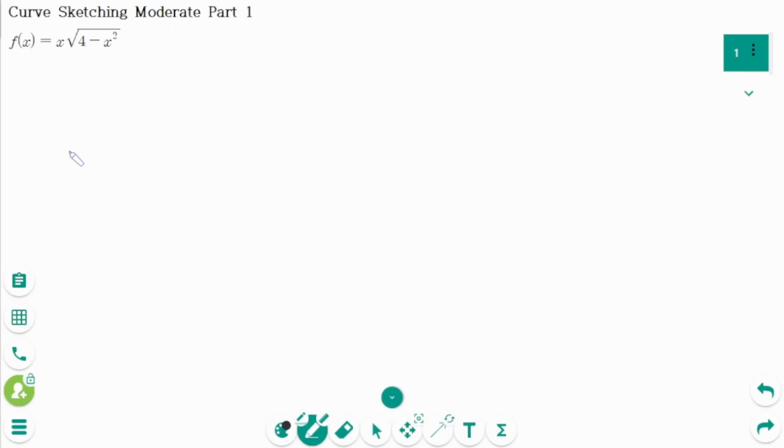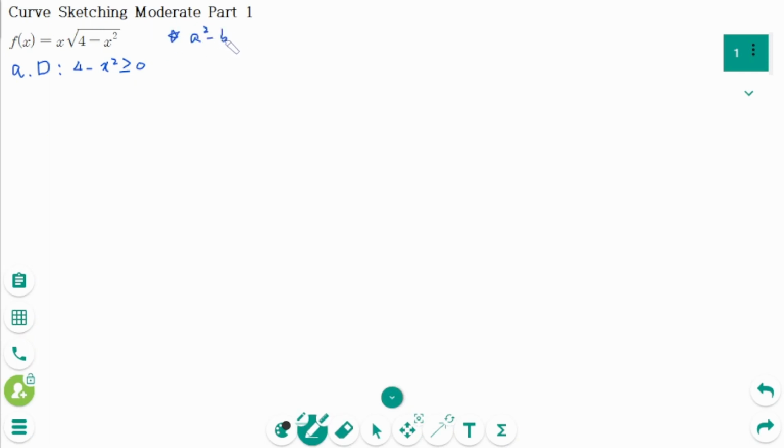This video will cover a moderate Part 1 question regarding the topic of curve sketching. This is the only question. The expression inside of the square root is always greater than or equal to 0. That means 4 minus x squared is always greater than or equal to 0.